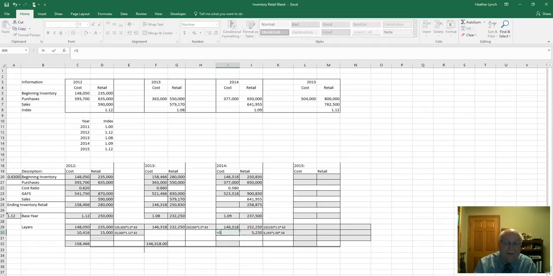So we have equal 5250 times 1.09, which is our index for the year, times 0.58, which is our cost ratio. And that gives us 3319, which we then would add those two together. Okay, and we want to ROUND, comma 0, because we want these to be whole numbers just to make life easier. Probably the same way here, ROUND and comma 0. Okay, so that's our ending inventory.